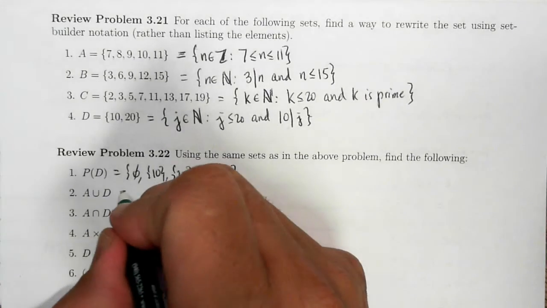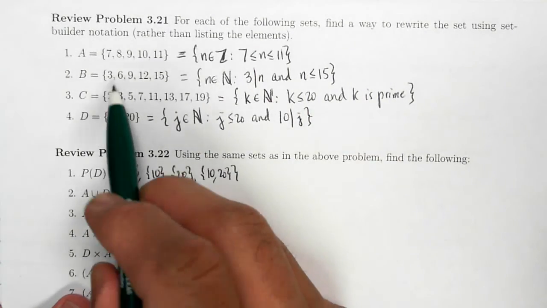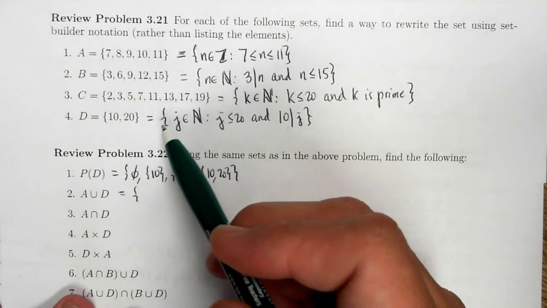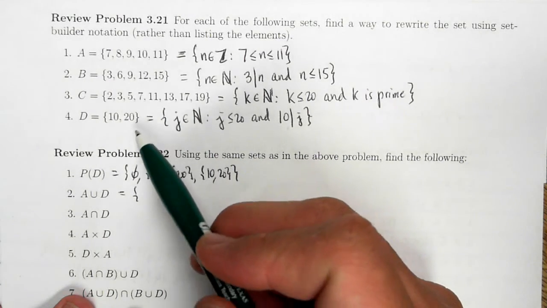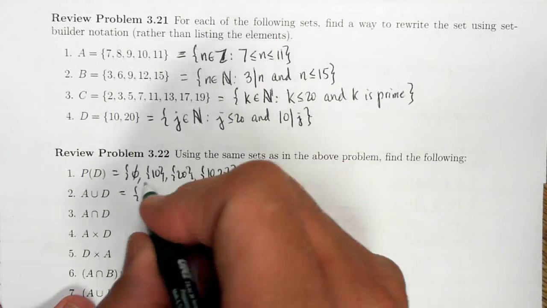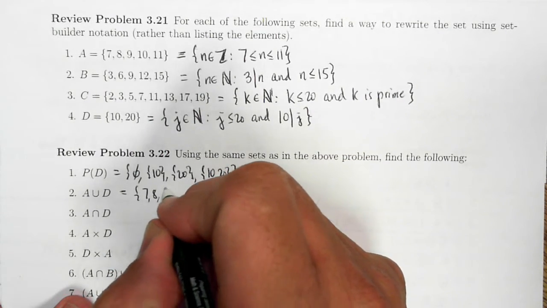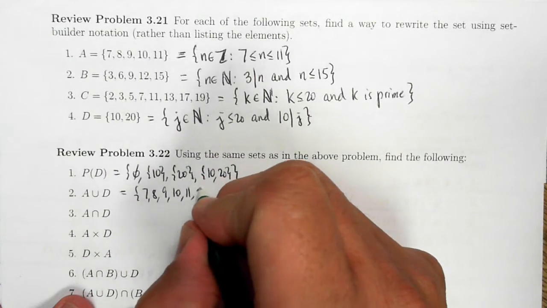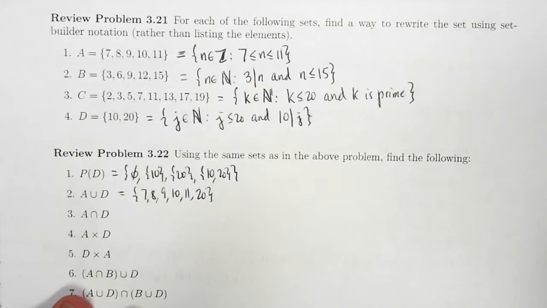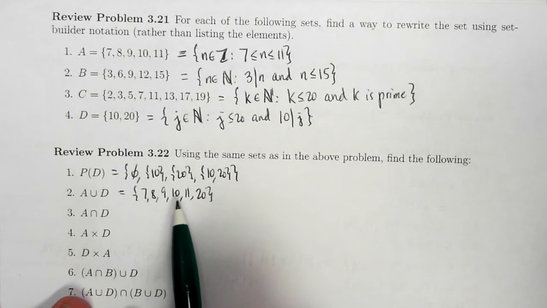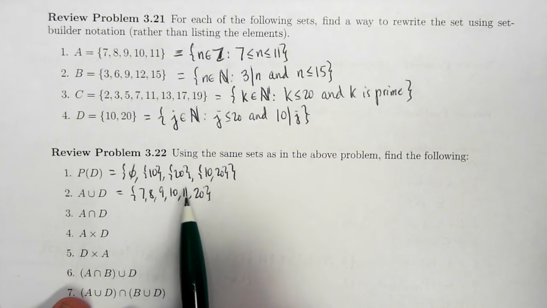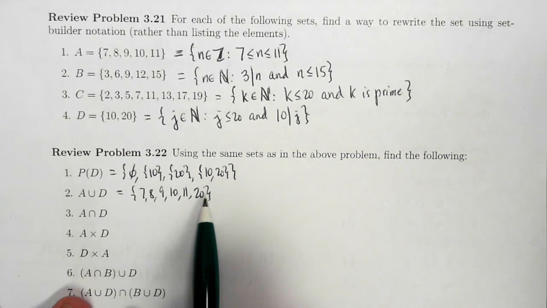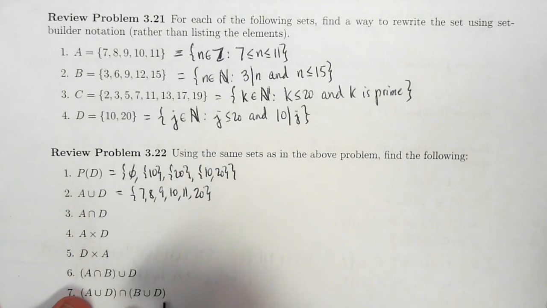A union D. Okay, A union D would be 7, 8, 9, 10, 11, 10, 20. Now, to avoid making it look like it has 7 elements, I'm not going to list the 10 twice. So 7, 8, 9, 10, 11. I've already listed 10 once, and so I don't list it a second time, 20. Now, there would be nothing quote-unquote wrong with listing out 10 twice. It would be the same set. But it certainly looks better to not repeat elements.